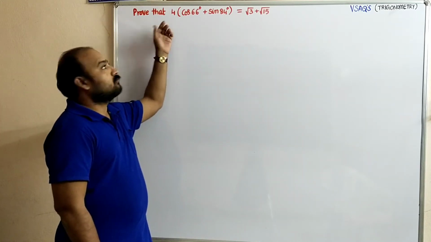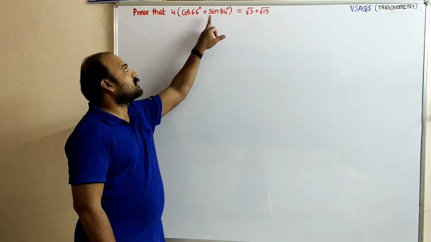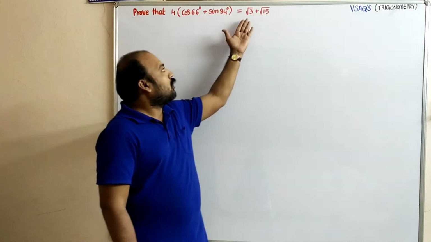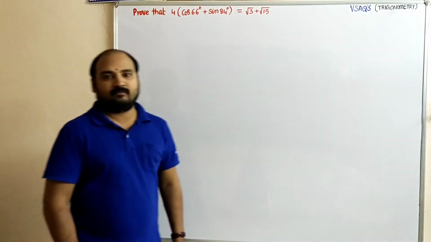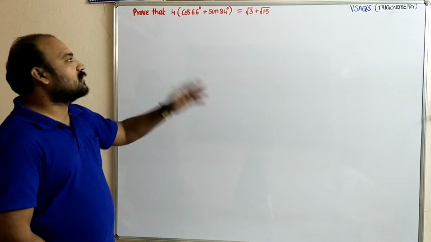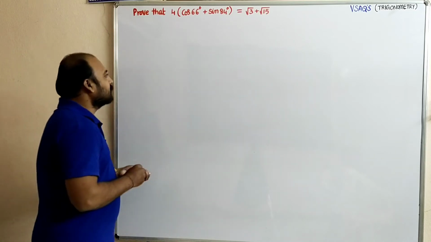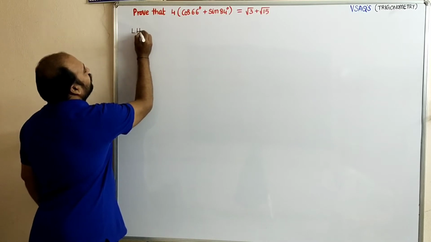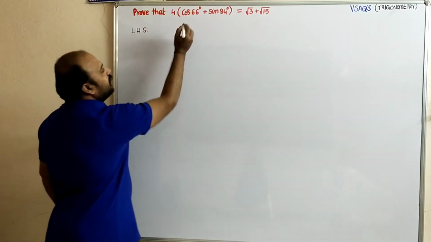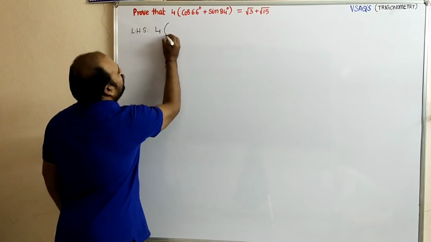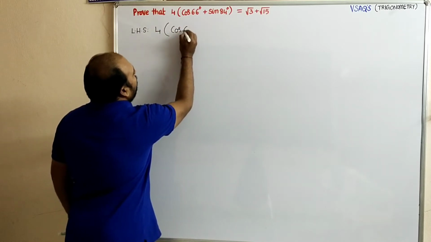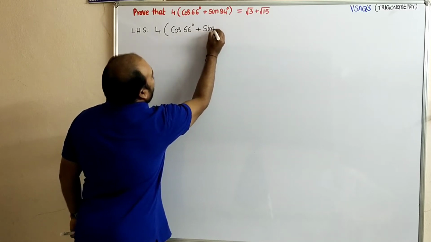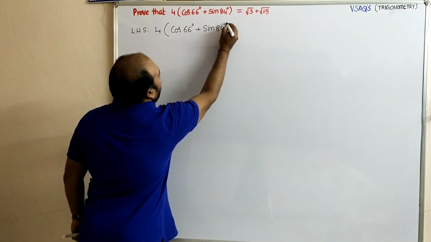Prove that 4 into cos 66 degrees plus sin 84 degrees equal to root 3 plus root 15. So they are asking to prove this result. So consider LHS. In LHS it is 4 into cos of 66 degrees plus sin of 84 degrees.